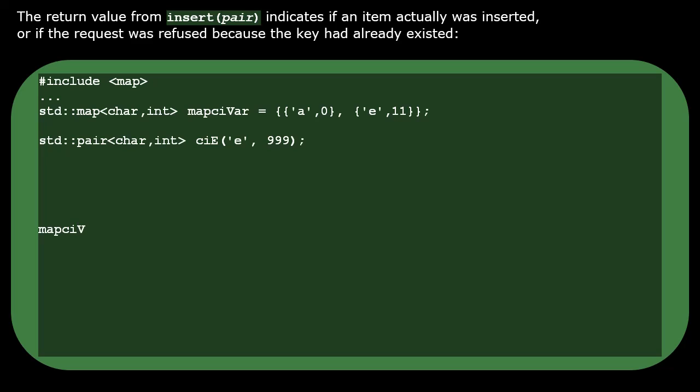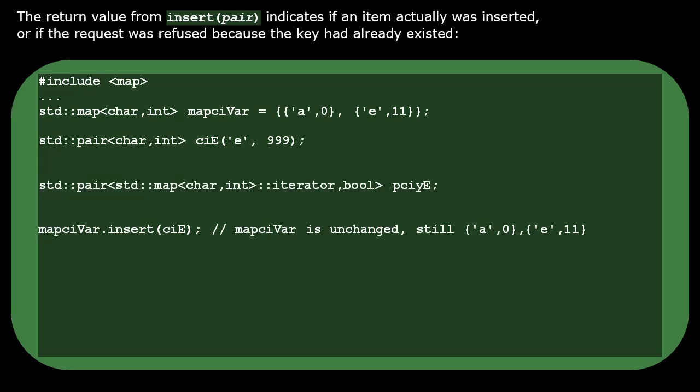If you attempt to insert a pair whose key already existed as the key of one of the existing map items, then that request will be refused. The existing map item will not be changed. The insert function will indicate that refusal has happened by returning false as part of its return value.